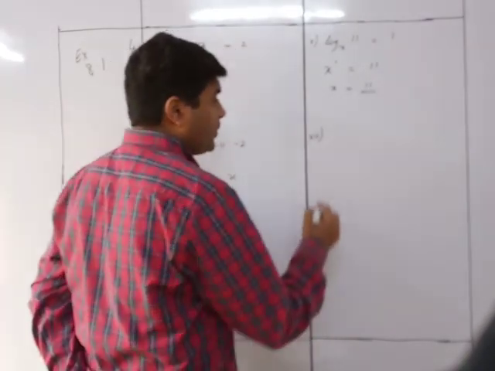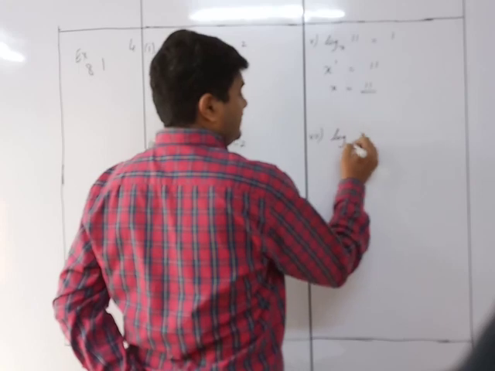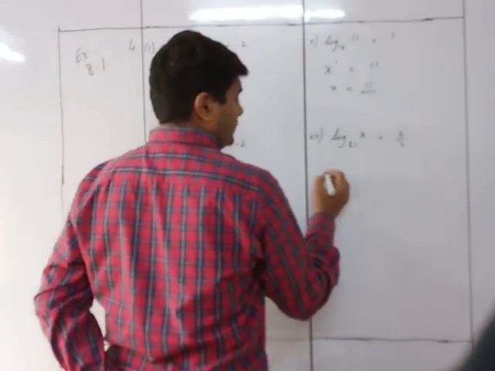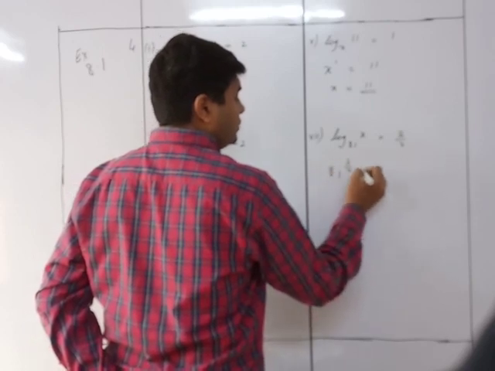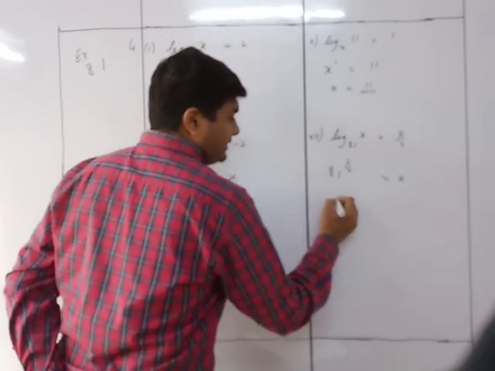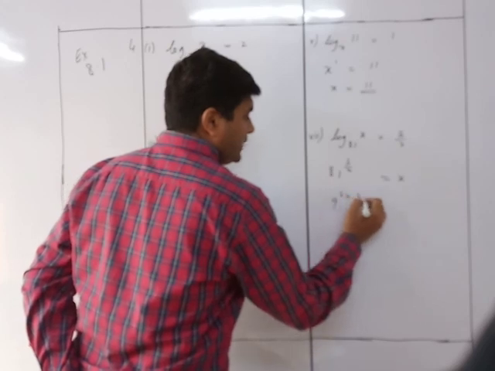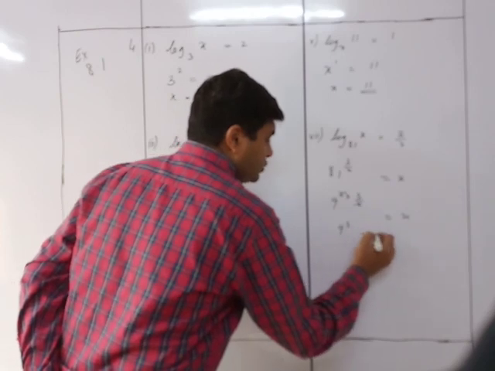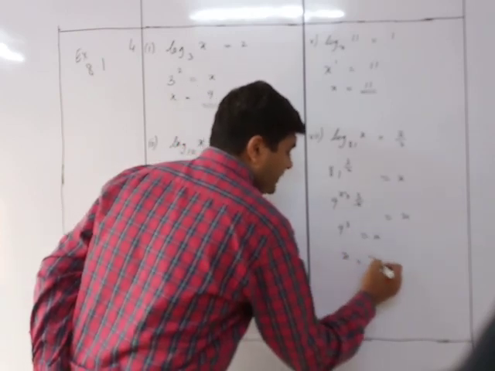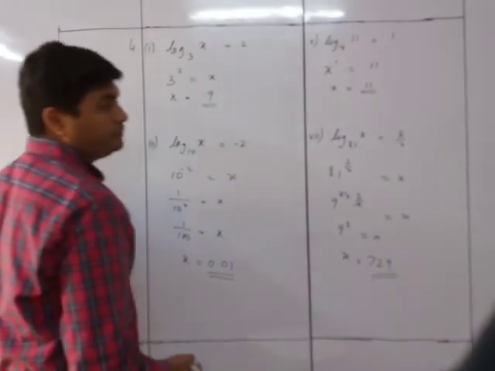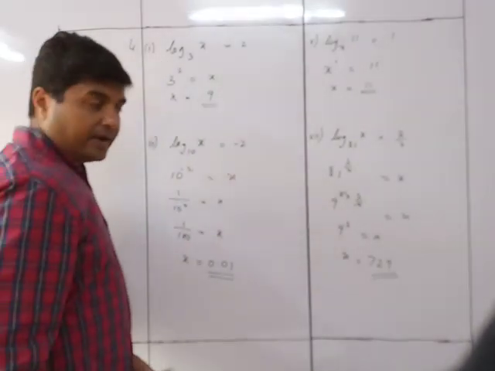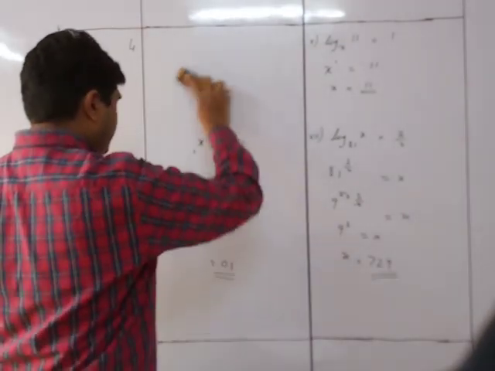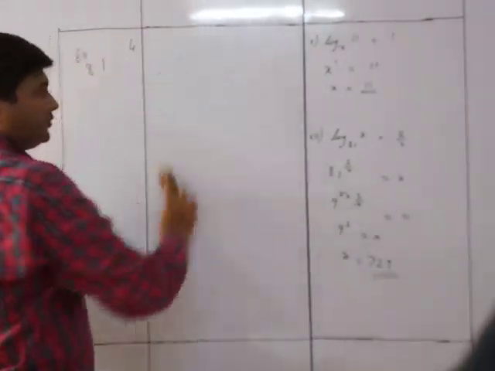Log of x to the base 81 is 3 upon 2. So 81 raised to 3 upon 2 is equal to x. That is nothing but 9 squared, raised to 3 upon 2, is equal to x. So it gets 9 raised to 3 is equal to x. So x is equal to 729. That's 9 cubed. Clear? That was sum number 7. We move on to sum number 9 of the same question.